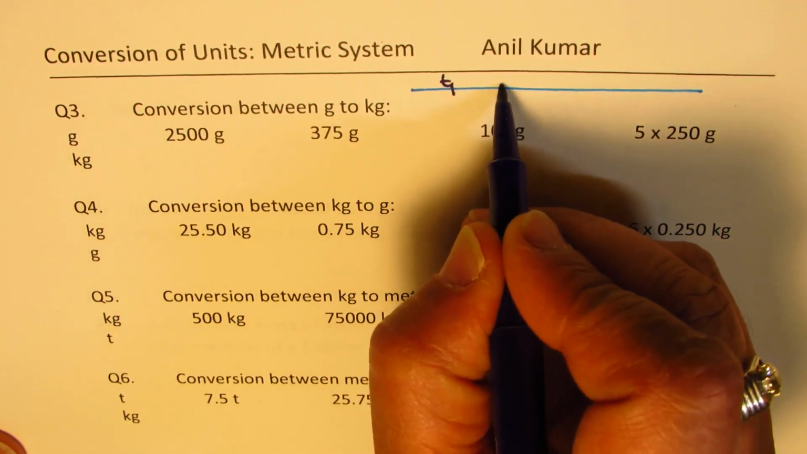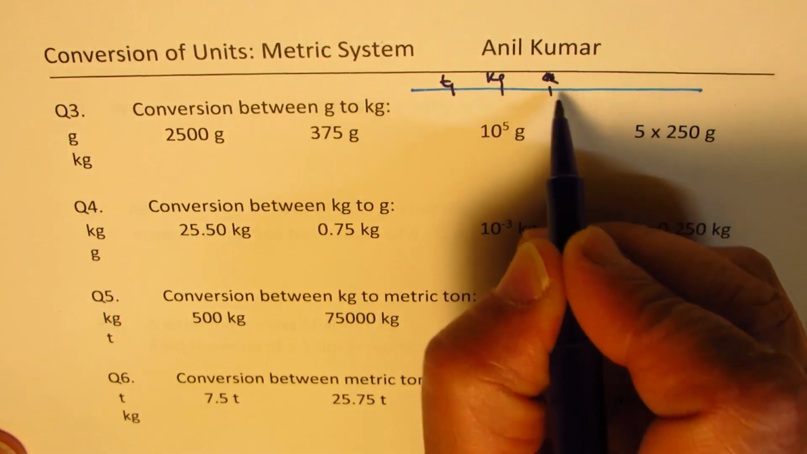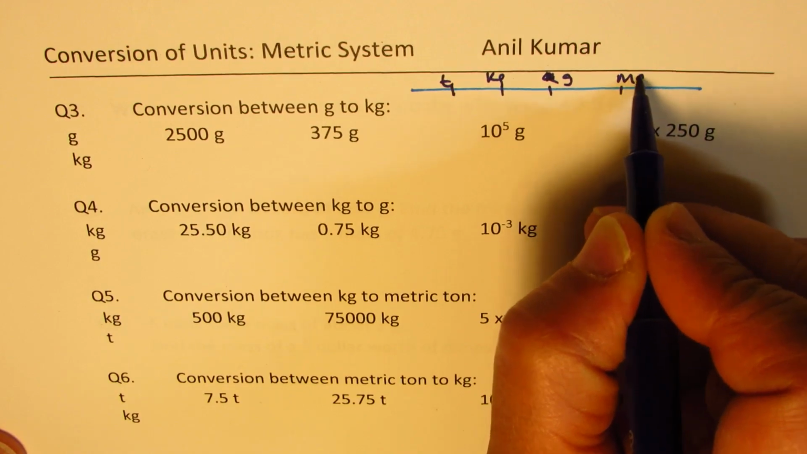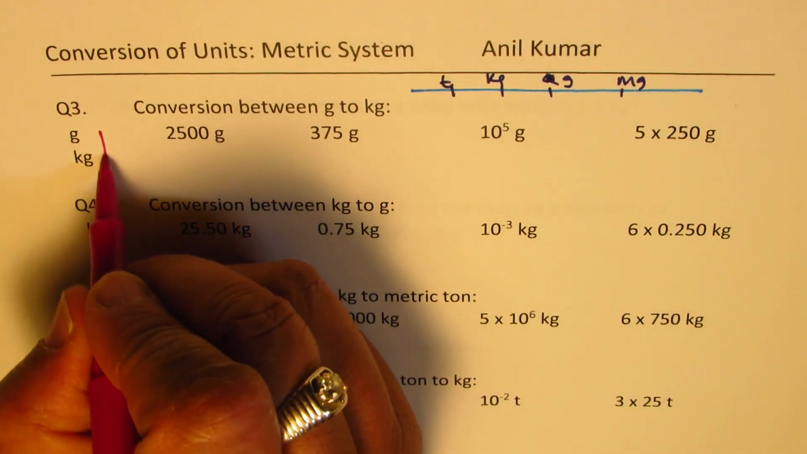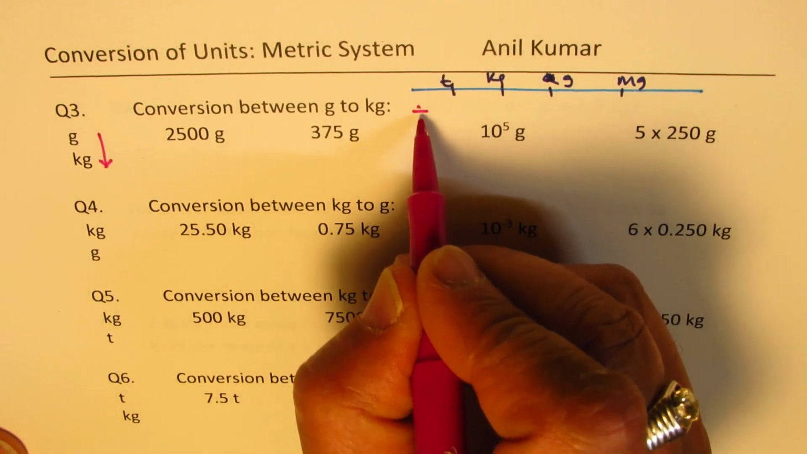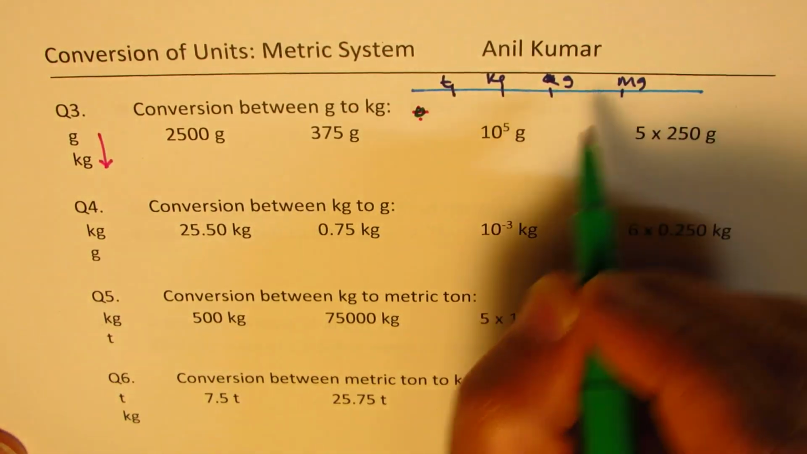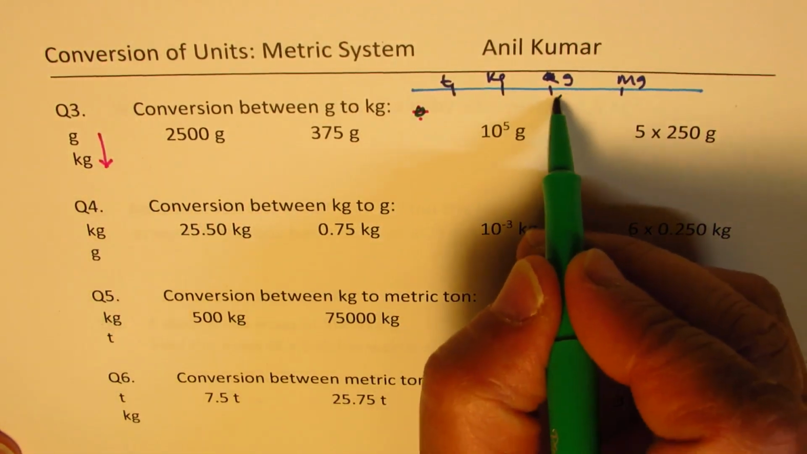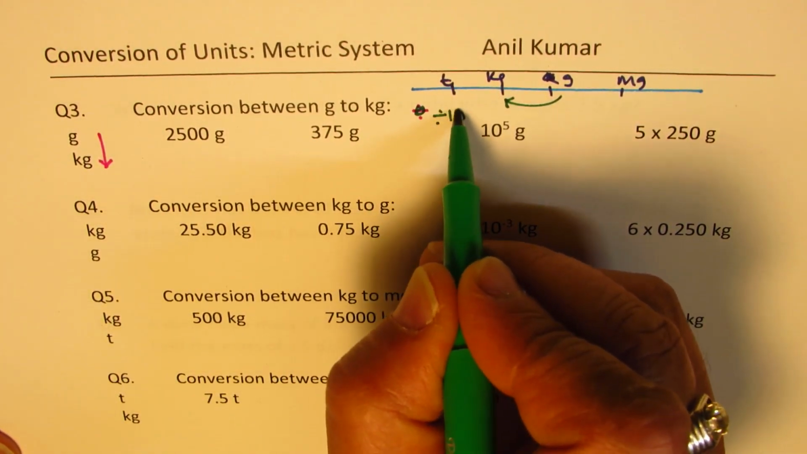So we have tons, kilograms, grams, and milligrams, correct? So that really helps. We are now converting from grams to kilograms. So what are we going to do? We are going to divide by, let me reuse the green ink, right? We were saying we are doing from grams to kilograms. So in this case, we are going to divide by 1000, right?